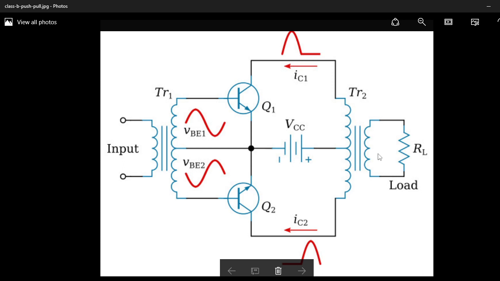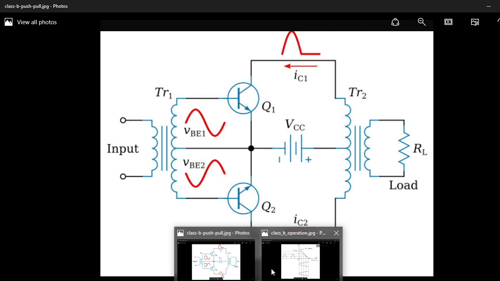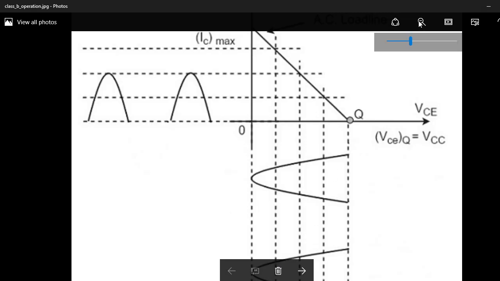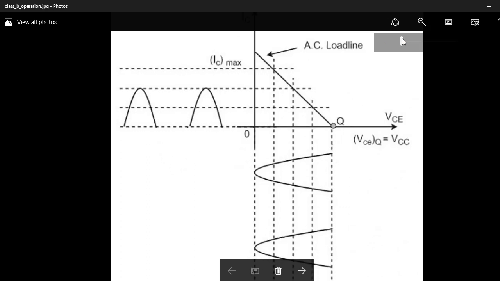So in Class B, transistors are operated at the cutoff point. That means here the conduction angle is only 180 degrees. Okay, so just observe this figure. Here, the Q point is located at cutoff. So it is also a CE configuration amplifier.